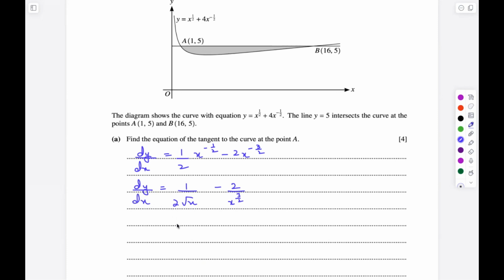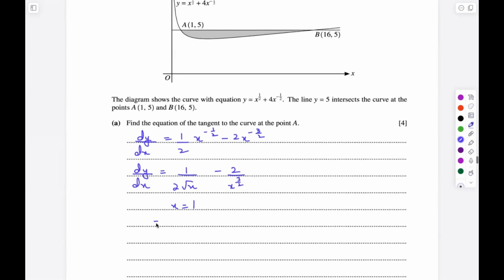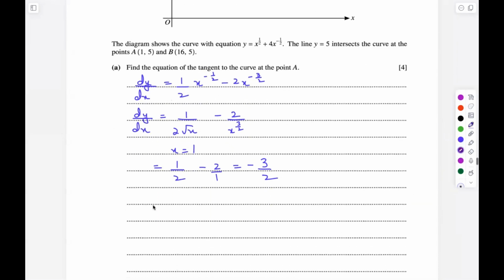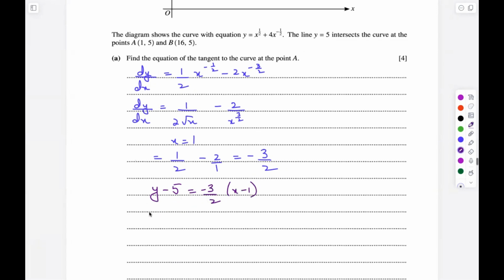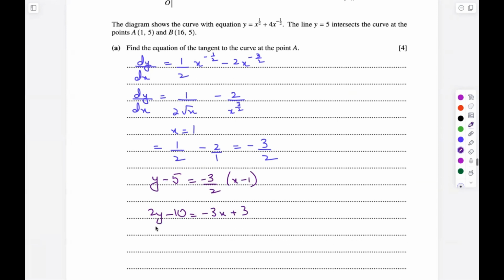Now at A, the x coordinate is 1. So substituting x equals 1, we'll get 1 upon 2 minus 2 upon 1. So 0.5 minus 2 will become minus 1.5, or minus 3 upon 2. Now finding the equation, we know that the point is (1, 5). So y minus y1, this will be y minus 5 equals minus 3 upon 2 into x minus 1. Cross multiplying, we'll get 2y minus 10 equals minus 3x plus 3. We can simplify to write it as 2y equals minus 3x plus 3 plus 10, which is plus 13.